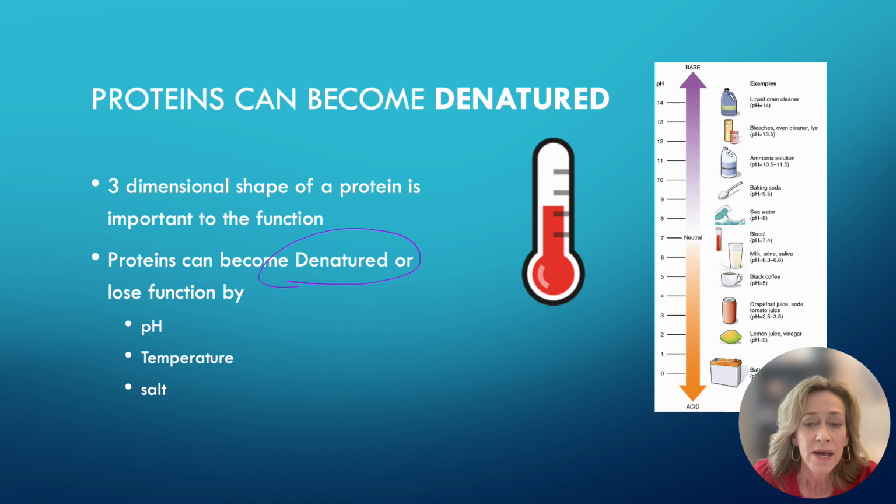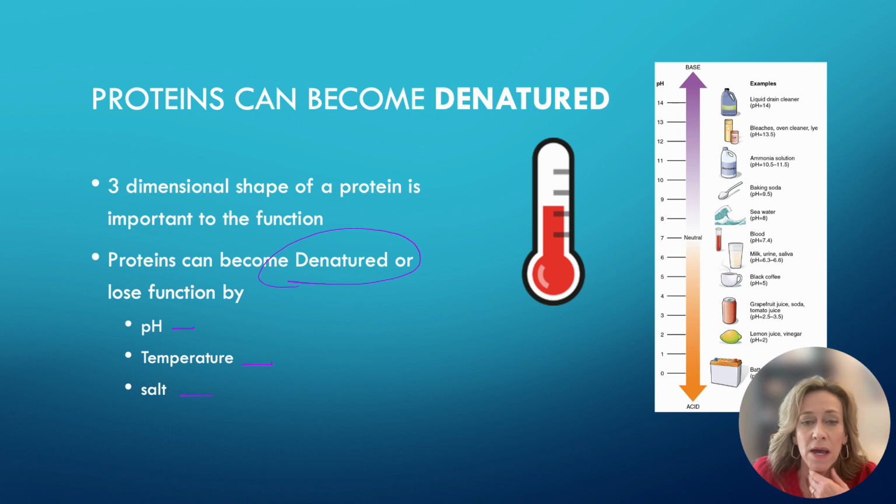Now, all proteins have an optimum condition in which they work best. So an optimum pH, in which they work best, an optimum temperature, an optimum salt concentration. And if the conditions get too far outside of that, then it's likely that those structures will become denatured.